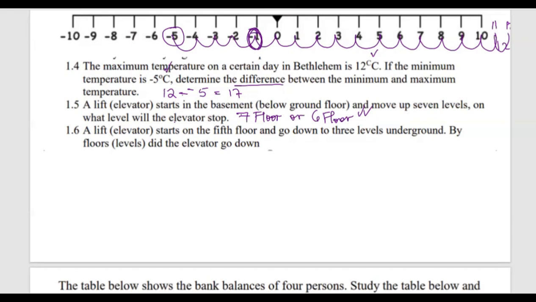An elevator starts at the 5th floor and goes down 3 levels underground by levels, by floors. So here, this one's sensible. We are saying 5th floor. So it's at this level here. It goes down 3 levels. 3 levels. So it's at the 3rd level under, which is a -3.